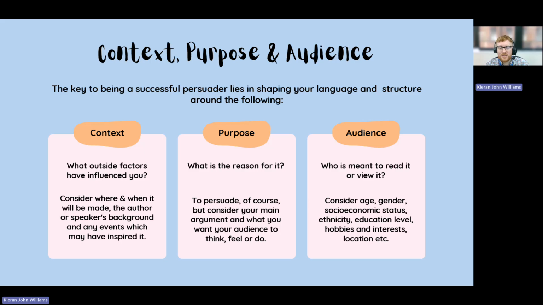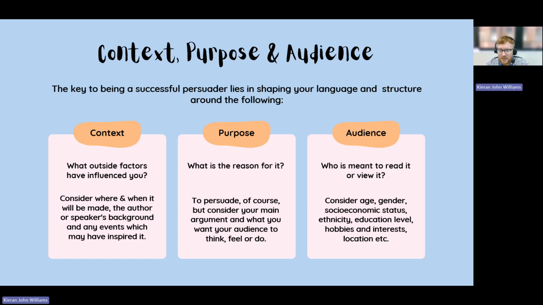So, to persuade successfully, you need to shape your message around three key elements. And they are, as you can see on the screen, context, purpose, and audience. Context, think about the setting, the timing, the background of the speaker, and the recent events. For instance, a climate activist speaking after a major flood might be more persuasive because of the urgency of the situation.